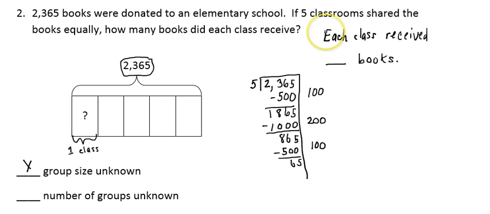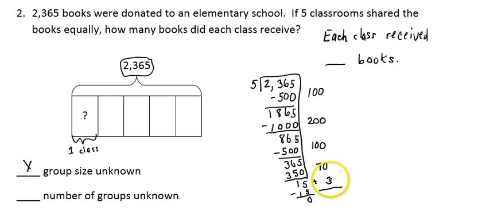Subtract that, and I get 365. Well, I know that 5 times 70 is 350, because 5 times 7 is 35. So we'll take it times 70, which is 350. That leaves 15, and I know I can get 3 groups of 5 out of 15. Now let's just add up the number of groups here. We have 100 plus 200 is 300, 400, 470, 473 is my quotient, and that tells me each class received 473 books. So each unit in my tape diagram is 473 books.